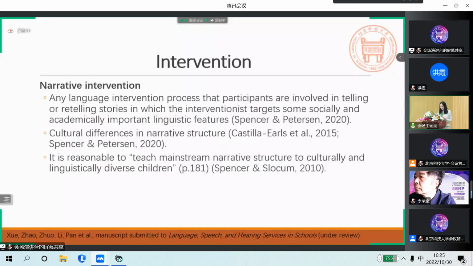Narrative intervention is defined as any language intervention process in which participants are involved in telling or retelling stories, and the interventionist targets some socially and academically important language features. Although previous research pointed out that there are some cultural differences in narrative structure, it is reasonable for us to teach mainstream narrative structure to culturally and linguistically diverse children.